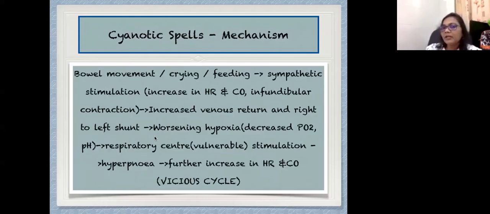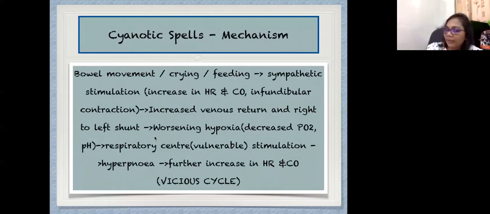So what is the mechanism? When the baby has a bowel movement, or cries, or on feeding, the sympathetic activity increases. This results in an increase in heart rate and cardiac output. The sympathetic stimulation can cause infundibular contraction, especially in tetralogy.